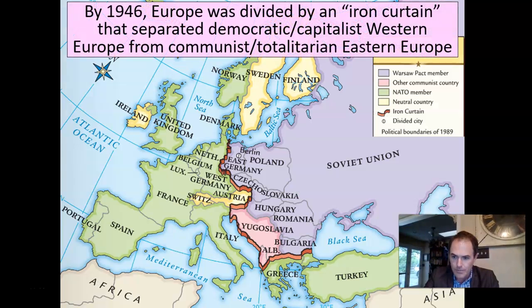All right, so this is the key date here, 1946, and you'll know why in just a minute. Europe was divided by an Iron Curtain. Not really an Iron Curtain, a figurative separating line. Sometimes it was a real line with barbed wire fences and walls that separated democratic capitalist Western Europe, you see them in green, from communist totalitarian Eastern Europe, you see them in purple.